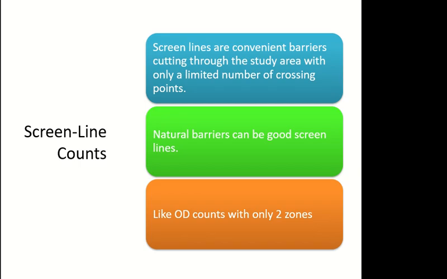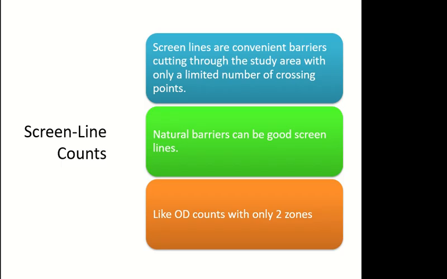Then the third one we have is screen line count. A screen line is also a sort of boundary, but not around an area. It is between 2 areas. Okay, so the difference between a cordon and a screen line: both of them refer to boundaries. But when we say cordon, we mean a boundary around the area. When we say screen line, we mean a boundary between 2 areas.